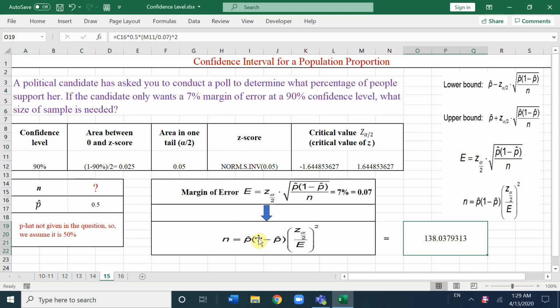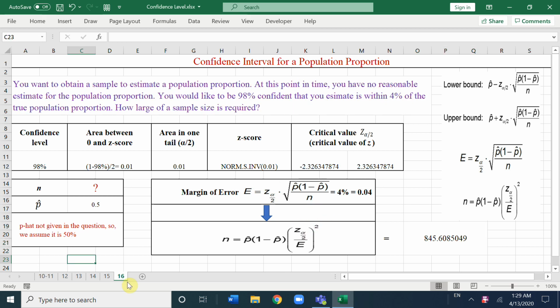So p hat times 1 minus p hat, so 0.5 times 0.5, times this critical value divided by this error, and don't forget to square. And the last question, 90% confidence interval, so half alpha is 0.01, then we get the critical value. And this one is the same question type as the last one. So the default p hat is 0.5. Then we could get n.